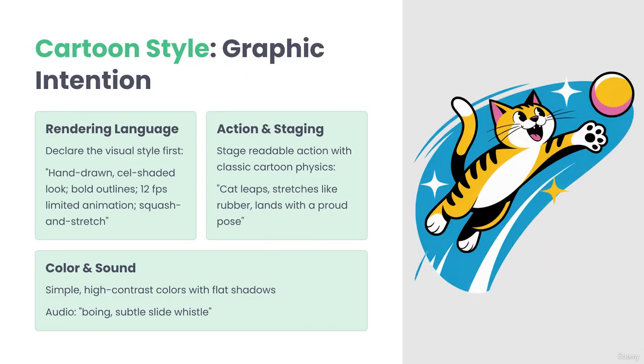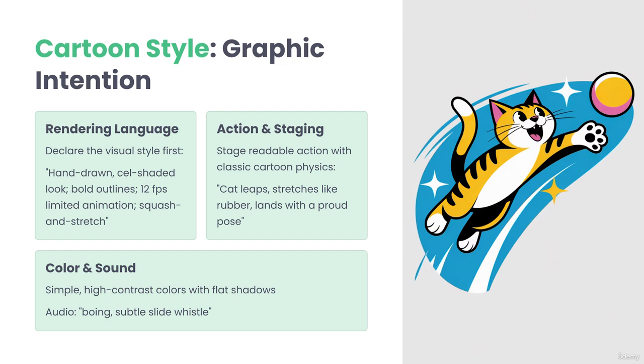Cartoon is about graphic intention. Declare the rendering language first. Hand-drawn, cel-shaded look, bold outlines, 12 FPS limited animation, squash and stretch. Then stage readable action. Cat lip stretches like rubber, lens with a proud pose. Colors should be simple and high contrast. Shadows can be flat shapes. For audio, short onomatopoeia cues help.